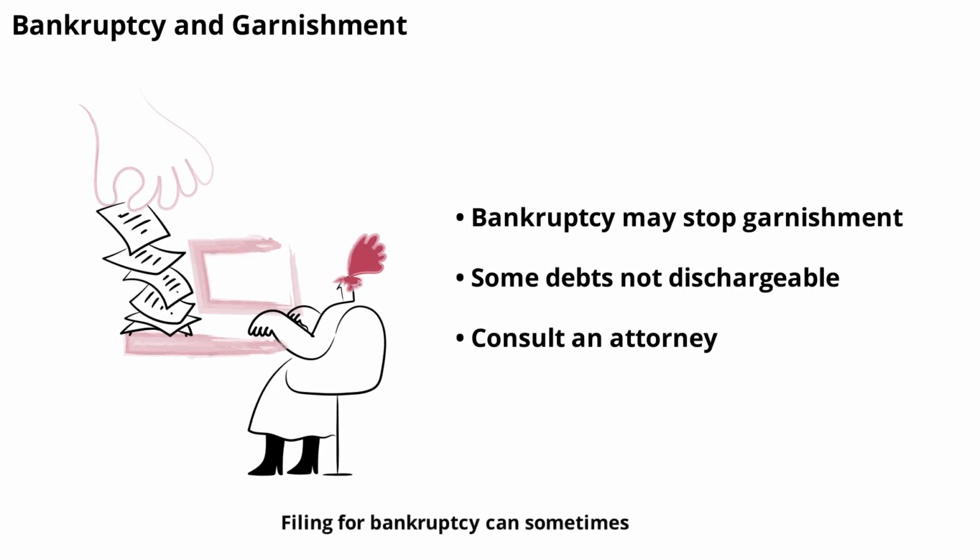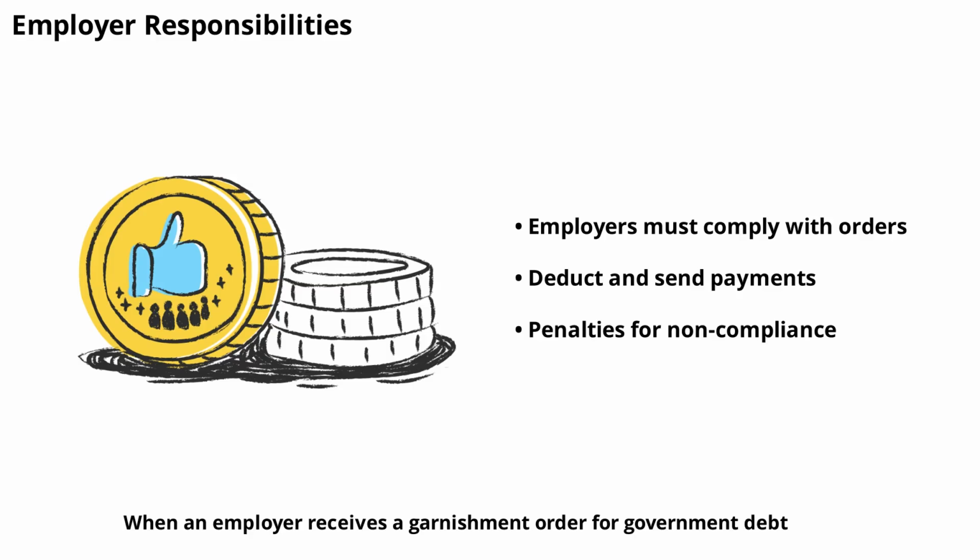Filing for bankruptcy can sometimes stop garnishment for government debt, but not always. Some debts, like recent taxes or student loans, are not easily discharged in bankruptcy. However, bankruptcy may provide temporary relief and allow you to reorganize your finances. If you're considering bankruptcy, consult with a qualified attorney to understand which debts can be discharged and how it will affect garnishment.